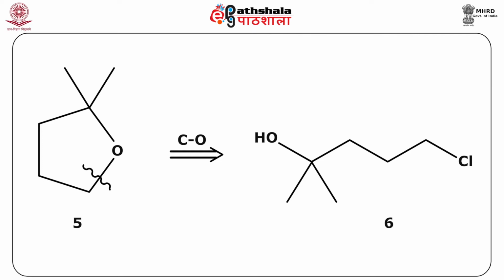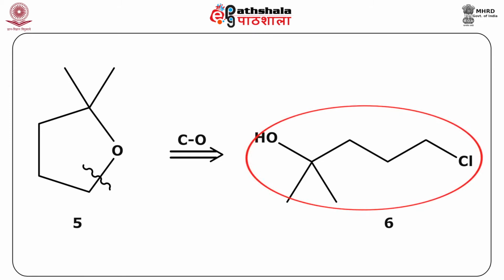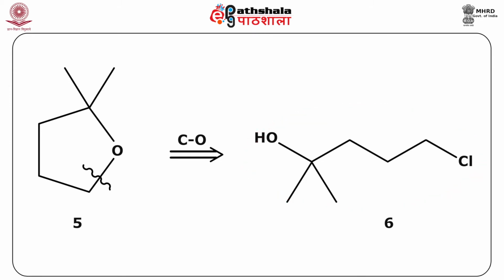The retrosynthetic analysis of the given compound 5 shows that it can be synthesized from 4-bromobutan-1-ol. This is achieved by one-bond C-O disconnection. The disconnection leads to the formation of the two functional groups which can then be cyclized to give the desired product.